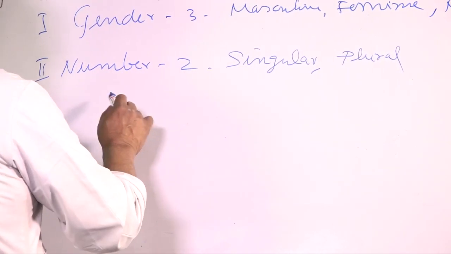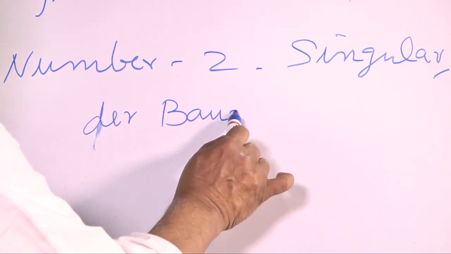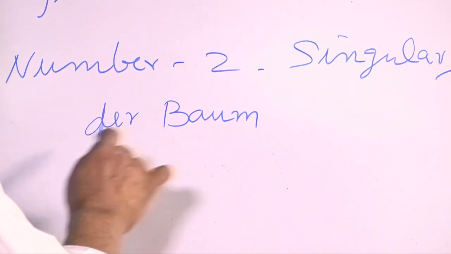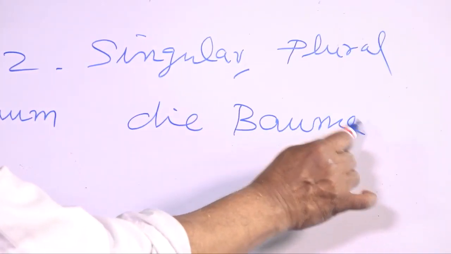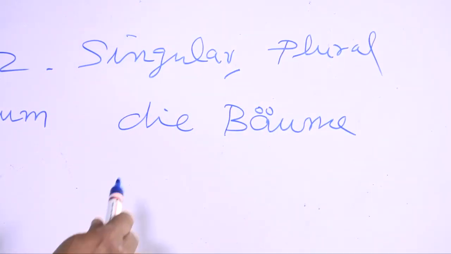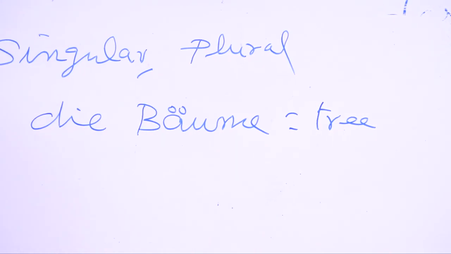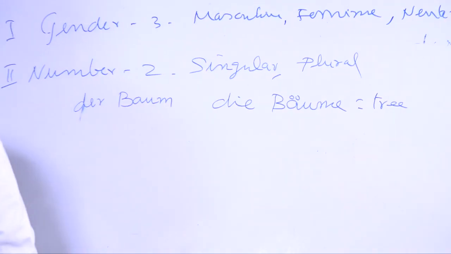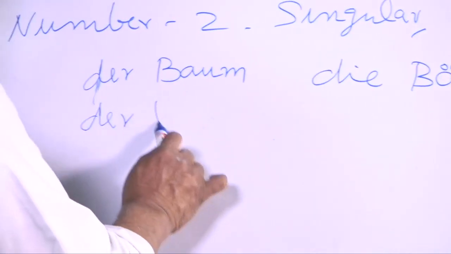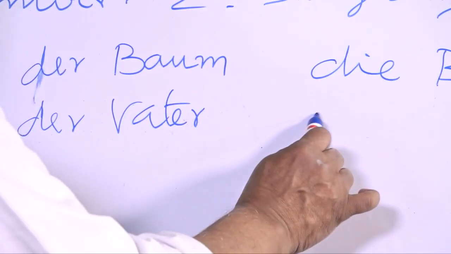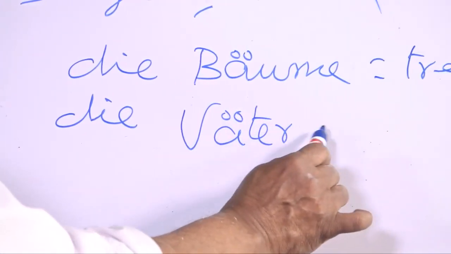We said der Baum. What is the plural? Plural of der is die. And plural of Baum is Bäume, with umlaut. Bäume, tree. Der Baum, die Bäume. Then, der Vater, father. And its plural is die Väter, again with umlaut. Fathers.